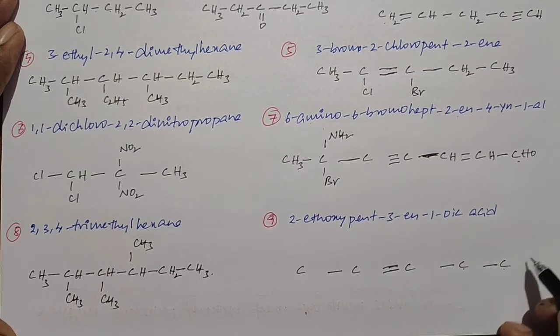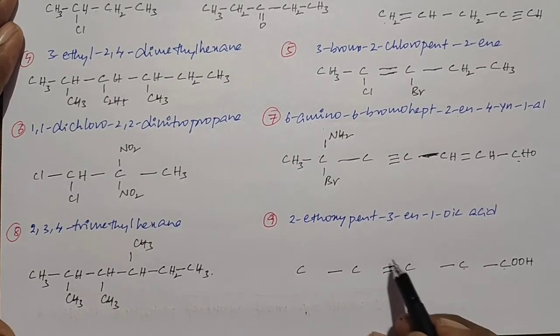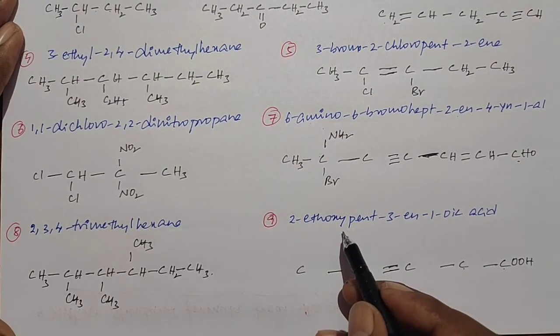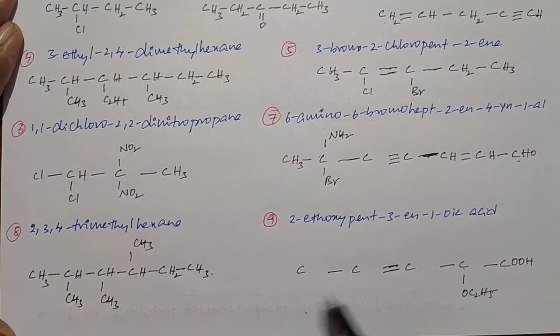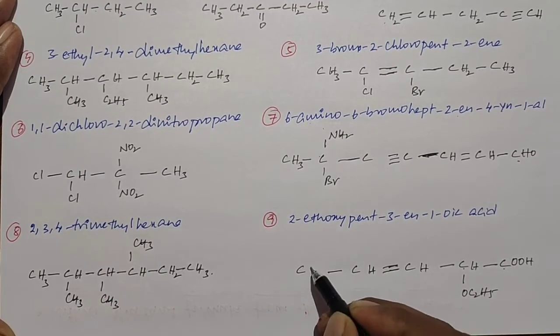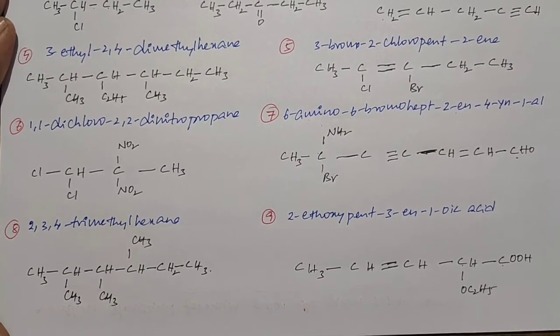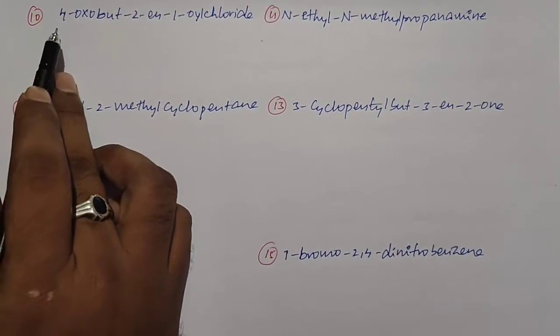And the secondary suffix is 1-oic acid. Oic acid is the indication of a carboxylic group. So at the first carbon we have the carboxylic group. The primary prefix is absent, and the secondary prefix we have 2-ethoxy. So this is the second carbon. Here we keep the ethoxy group. So we kept all things. We need to fill the tetravalency. So 1 hydrogen, 1 hydrogen, 1 hydrogen, and 3 hydrogens. So this is the structure of 2-ethoxypent-3-ene-1-oic acid. Next example. Students, this is the next example.